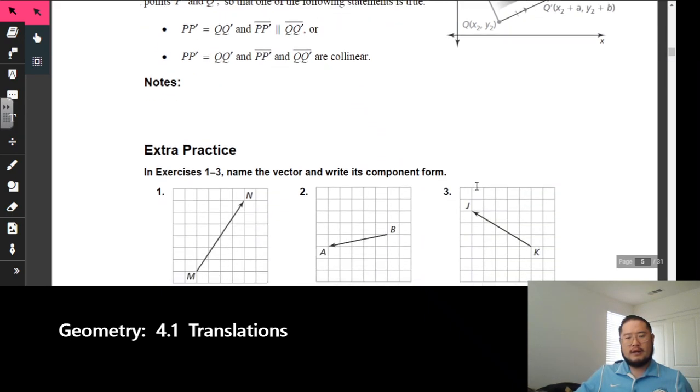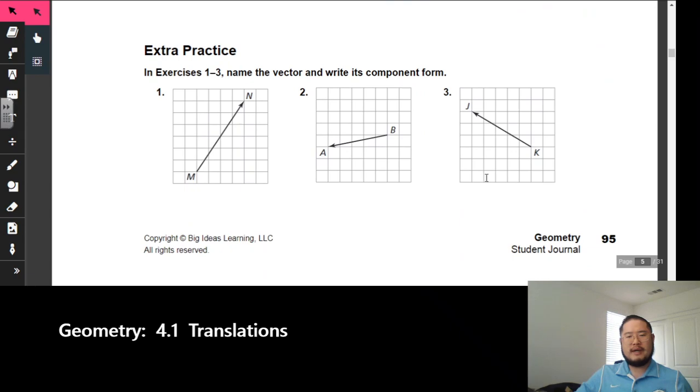All right, moving along. Let's take a look at our extra practice. So we want to name the vector and write its component form. We have the initial point right here is M, where there's a point. I know that this happens to be my terminal point because of the arrow. So this right here we can simply say is vector MN. Don't forget, half arrow on top.